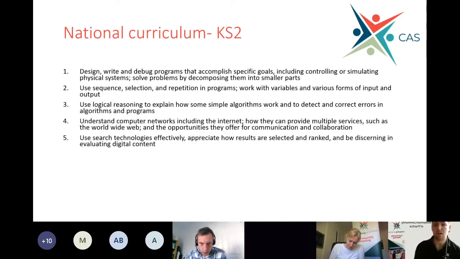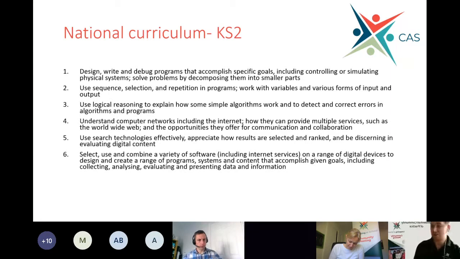Looking at using search technologies effectively, so using Google properly, and maybe using some of their tools to narrow things down. As I said, Google Home just lit up. And then looking at how the results are selected and how they're ranked, and how you should go through and choose them.